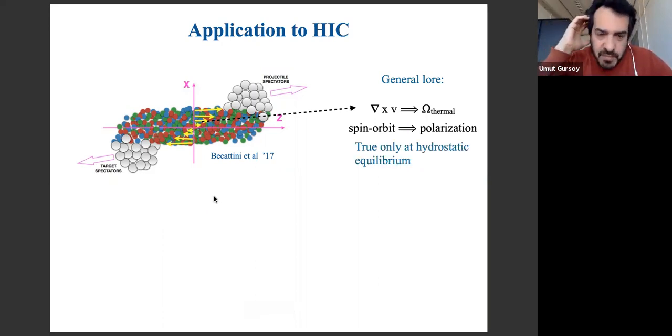Now, this is almost true, but what we see from this construction is that this is true only at hydrostatic equilibrium. Because we have seen that indeed you are going to derive polarization, which is exactly the same thing as the spin density or spin current in general, from these spin chemical potentials. And spin chemical potentials are not the same thing as thermal vorticity, but they become the same thing at equilibrium. But in general, if you assume that the system is not necessarily at hydrostatic equilibrium, you will get corrections to that.